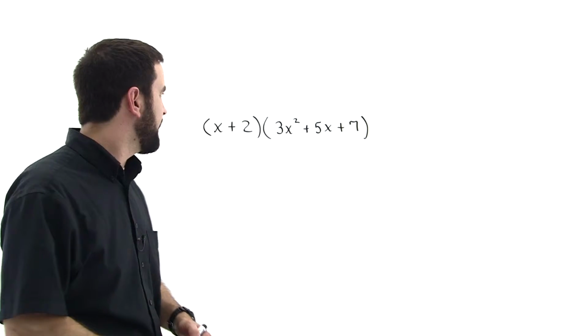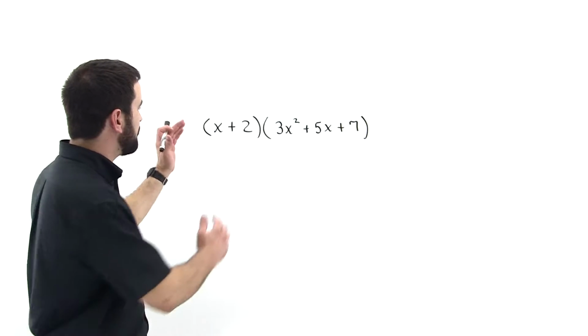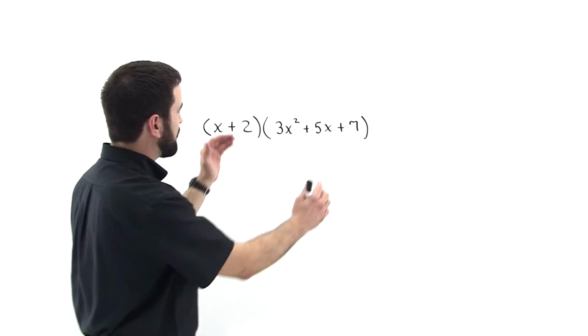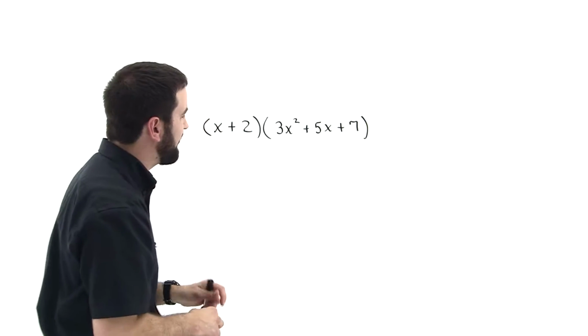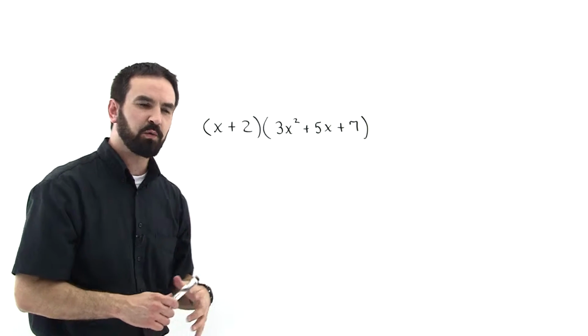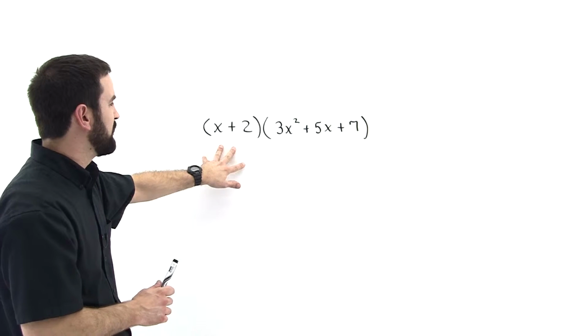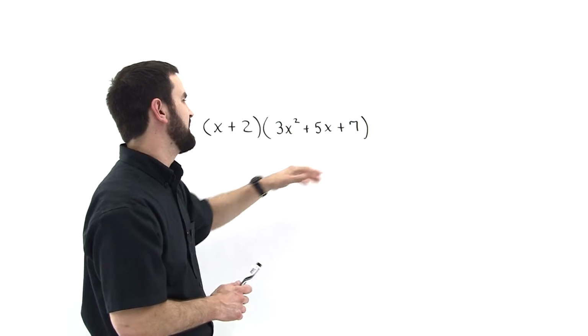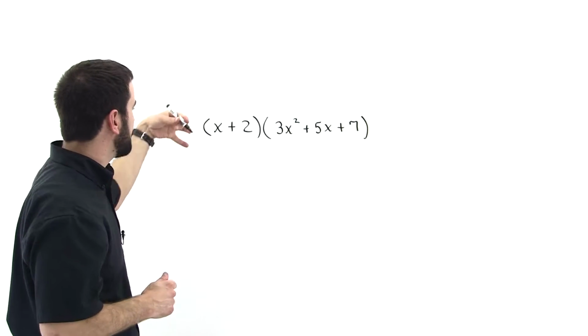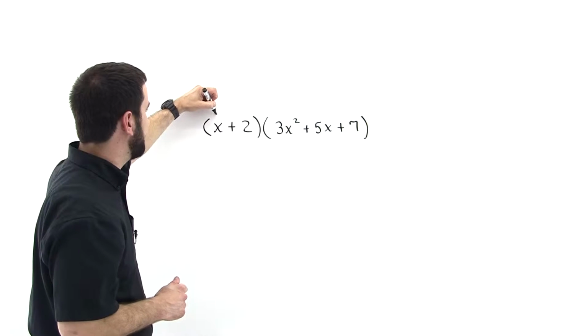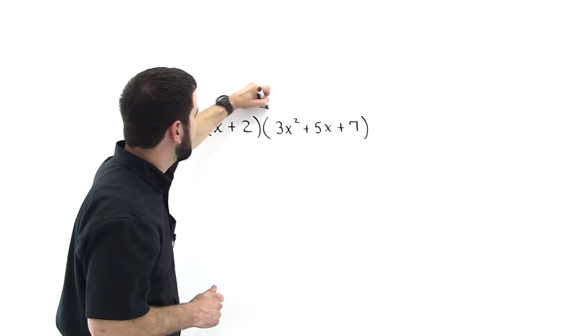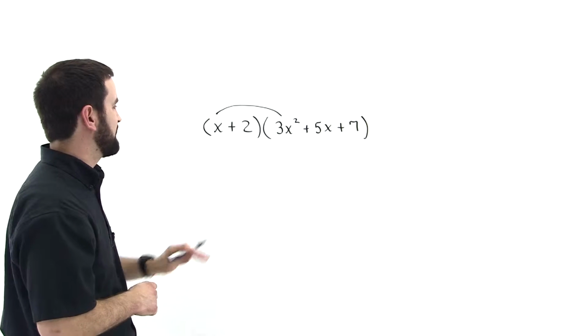Let's FOIL these quantities. So we have x plus 2 times this whole quantity, 3x squared plus 5x plus 7. So we notice that we have 2 terms in this quantity, and we have 3 terms in this quantity. So first thing we'll do is we take the first term here, this x, and we multiply times the first term of this quantity over here.